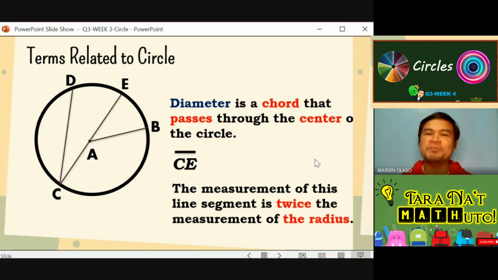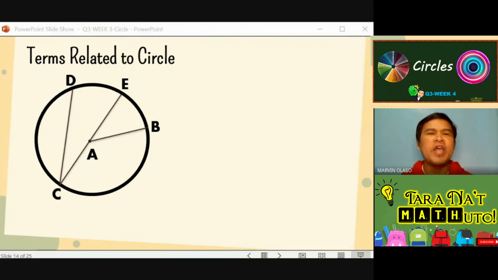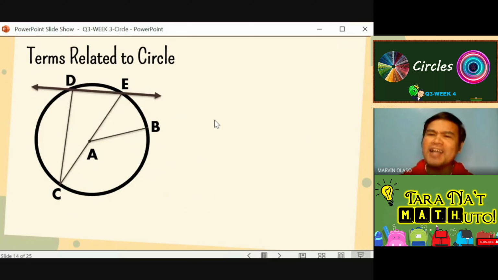Next term na tayo. Ayan. Ano kaya ang susunod na term? Tingnan natin ang symbol. Ano kaya ang maidadagdag? So, meron na tayong center, meron na tayong radius, meron na tayong chord, at isang chord na dumaan sa center, ang tawag natin ay diameter. Yan, tingnan ninyong mabuti kung ano ang maidadagdag. Ayan, hindi na siya line segment. Ano na ang tawag natin dyan sa symbol na yan? Yes, we call that line. That is a line. Saan ba siya dumaan? How many points pa ang dinaanan niya?